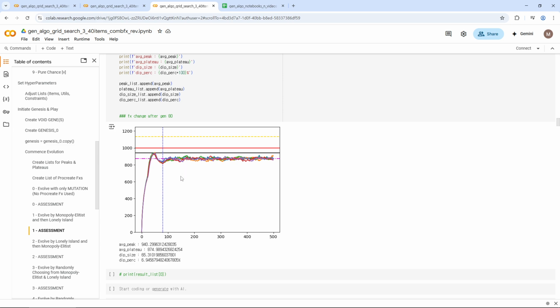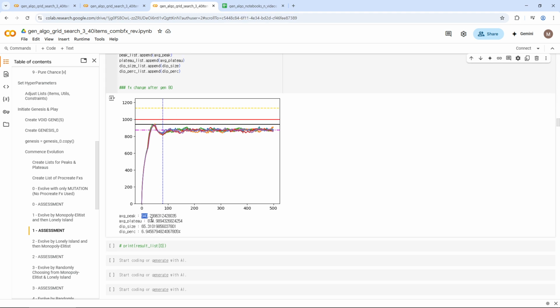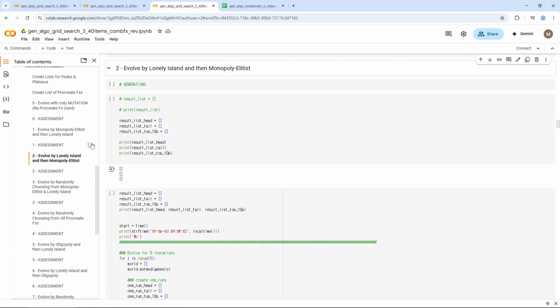Okay, so that's that. The average peak is 940, average plateau is 874, dip size is 65, and dip percentage is 6.9%. Okay, bigger than 2, which means that there is some sort of a dip. Next up is evolving by Lonely Island and then Monopoly Elitist, so the opposite of what we did in step 1.